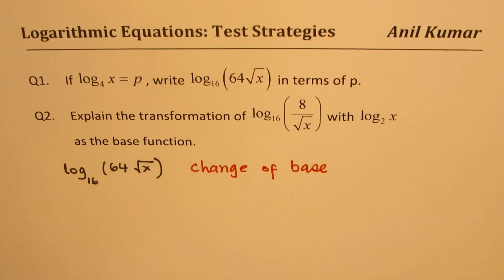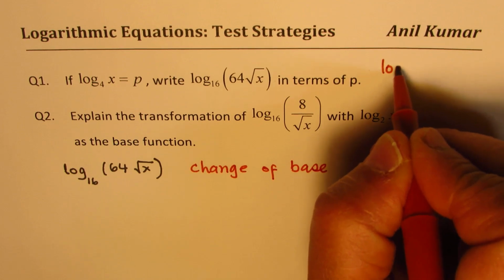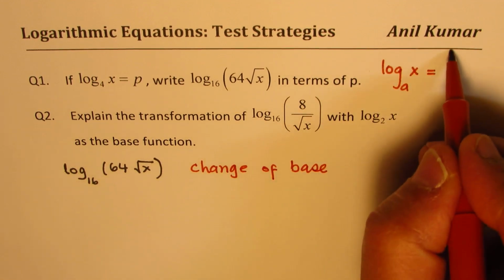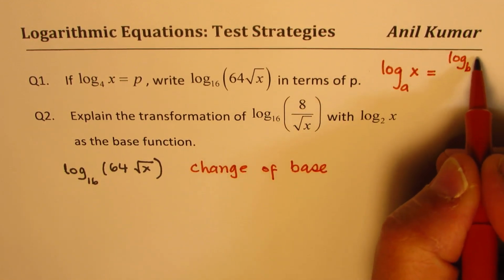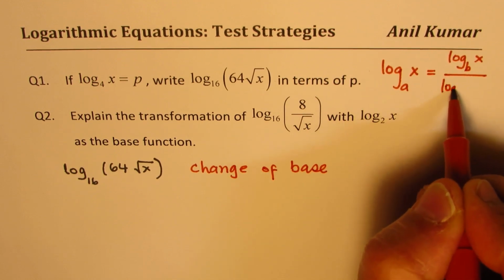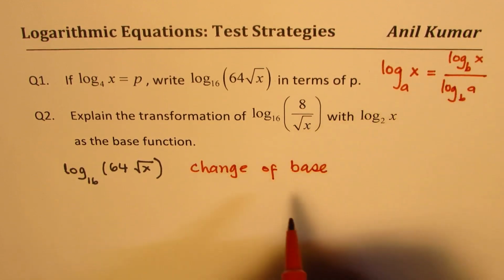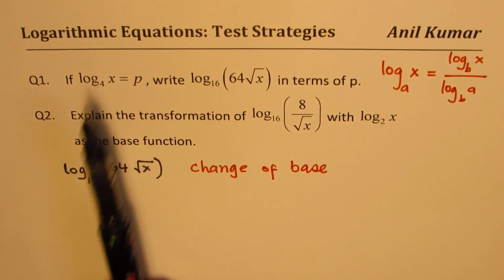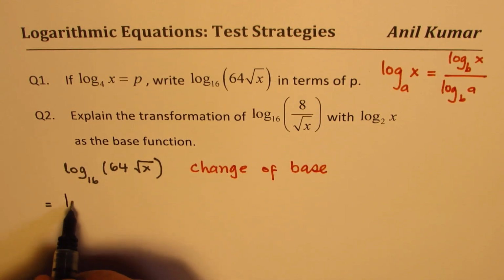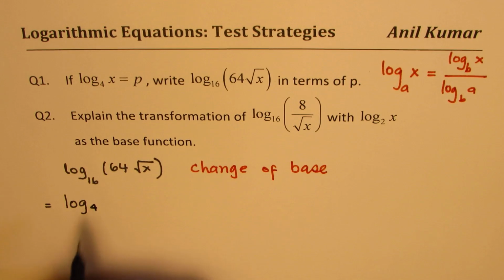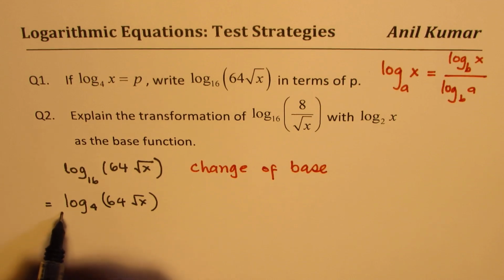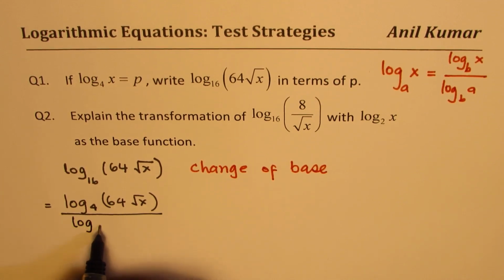So I hope you remember the change of base formula. Let us say I have log to the base a of x and I want to change this base to b, then it could be written as log to the base b of x divided by log to the base b of a, right? So that's the formula which we are going to apply. We'll definitely change the base to 4, right? Okay, so we can write this as log to the base 4 of 64 square root x divided by log to the base 4 of 16, right?